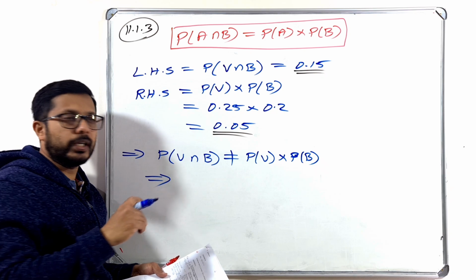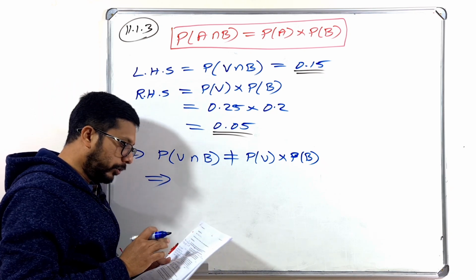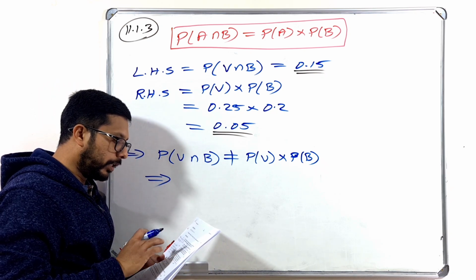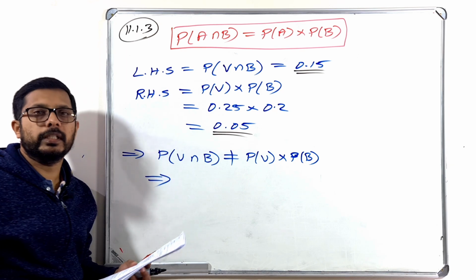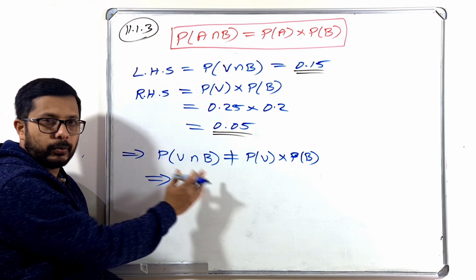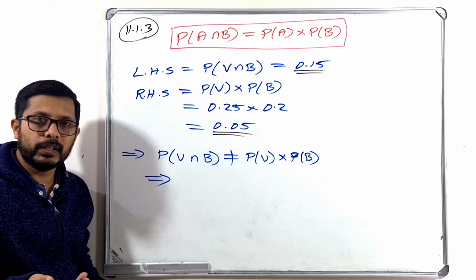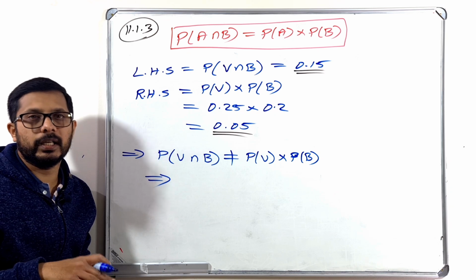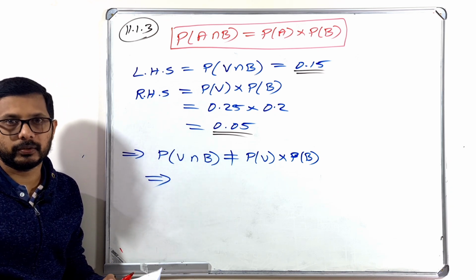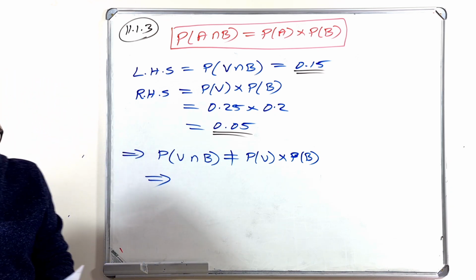Okay, so you have to write: probability of Veli arriving late and Bongani arriving late are not independent. You must write that word. Probability of Veli arriving late and Bongani arriving late are not independent. Okay, so that is question number 11.1.3.